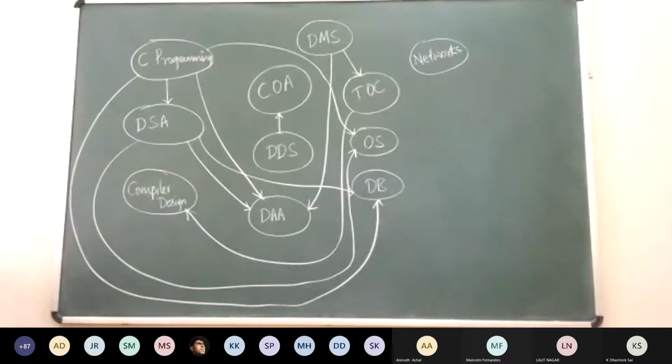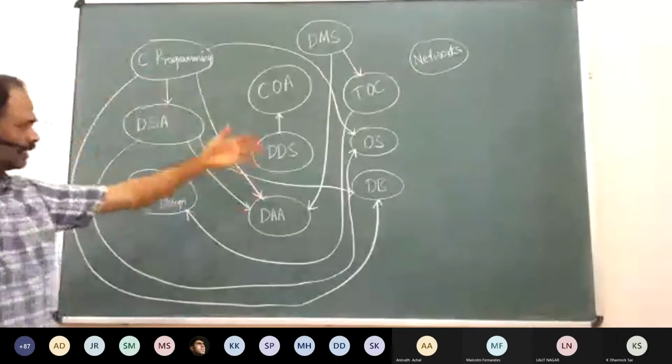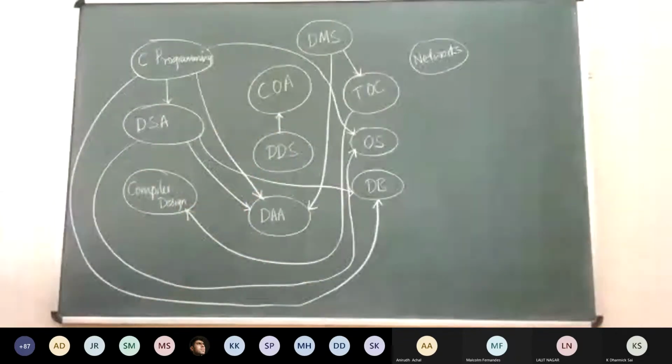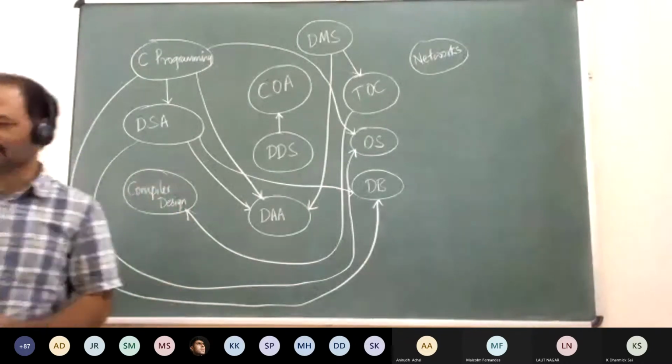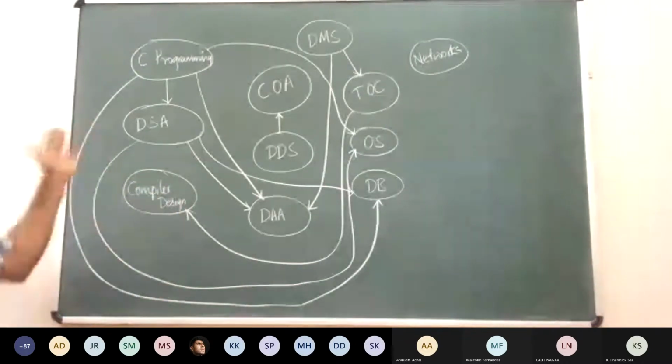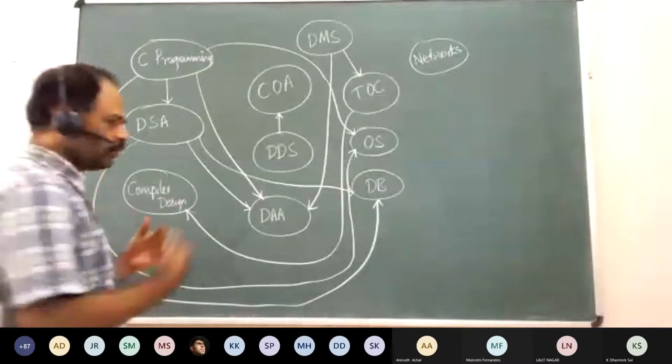So I have not drawn all the edges, right? I have drawn some of them. But when you are designing a curriculum, you will try to go through all the dependencies and things like that. Initially, suppose you are in the curriculum committee. What you would like to do is to order this, right? So how do you order it?